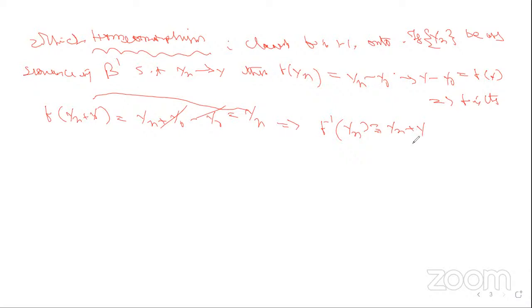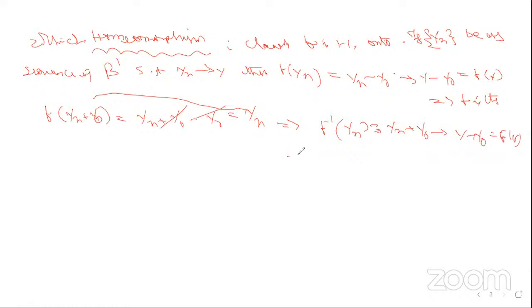That becomes F inverse of Yn equal to Yn plus Y naught. That implies Y plus Y naught equal to F inverse of Y.